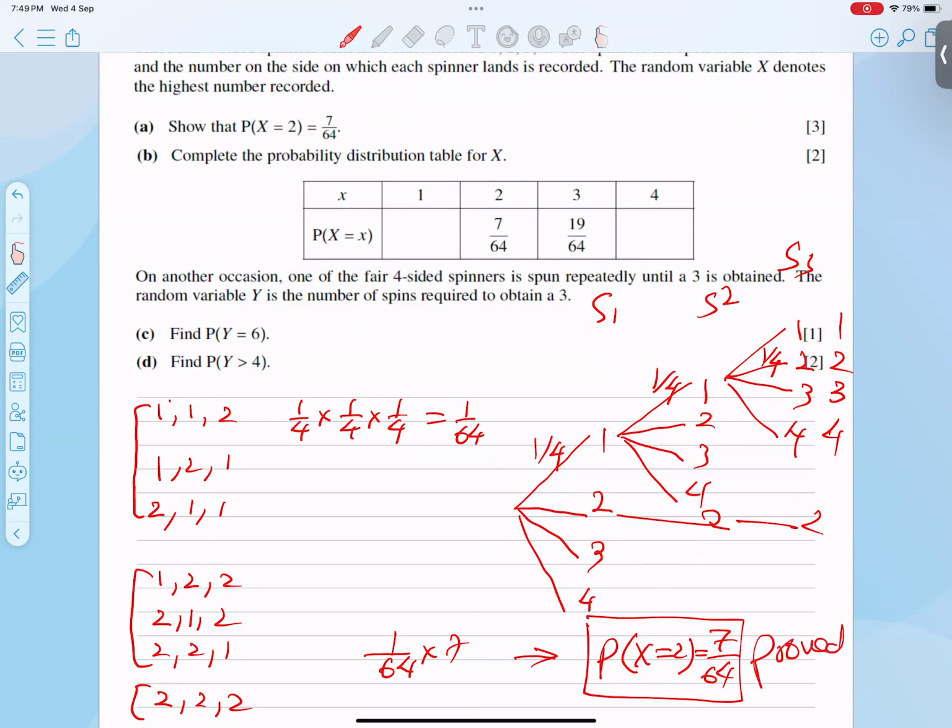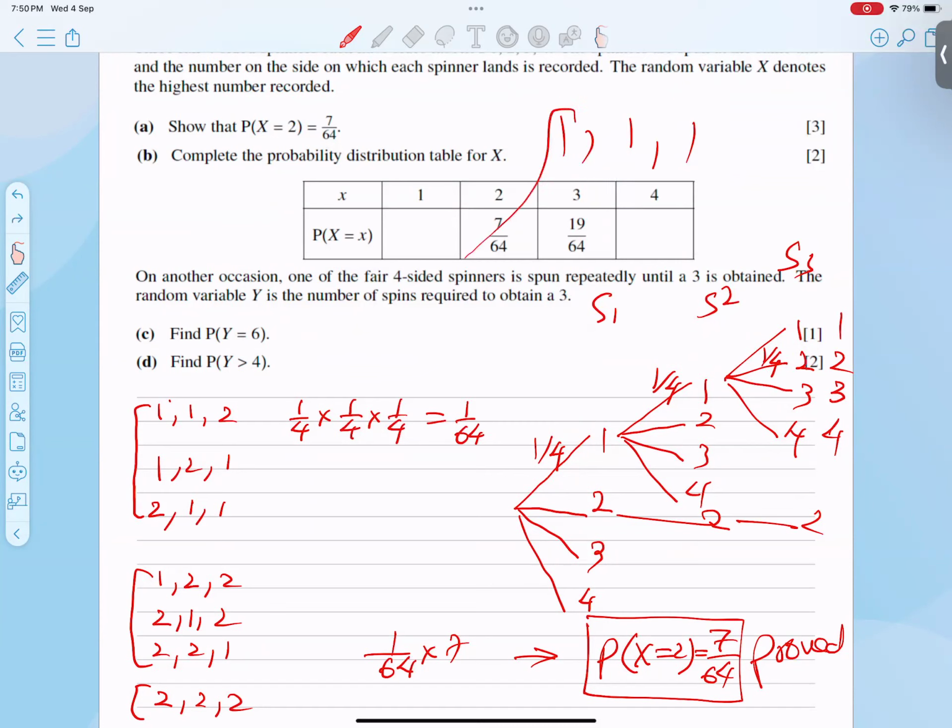So now he is asking about this 3-mark question: how to get a probability of 1. Naturally, if I have 1, 1, 1: look at the top, 1, 1, 1. The first spinner lands on 1, the second spinner lands on 1, the third spinner lands on 1. So what is the highest score? 1. That is why the highest score is 1.